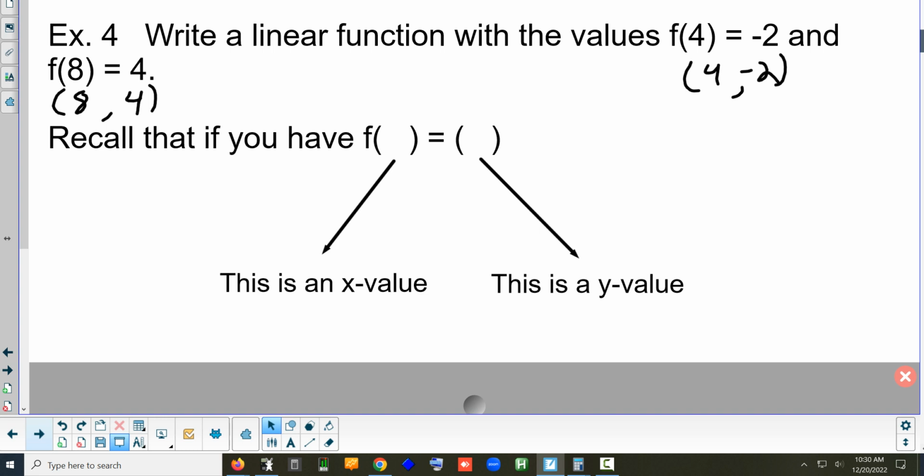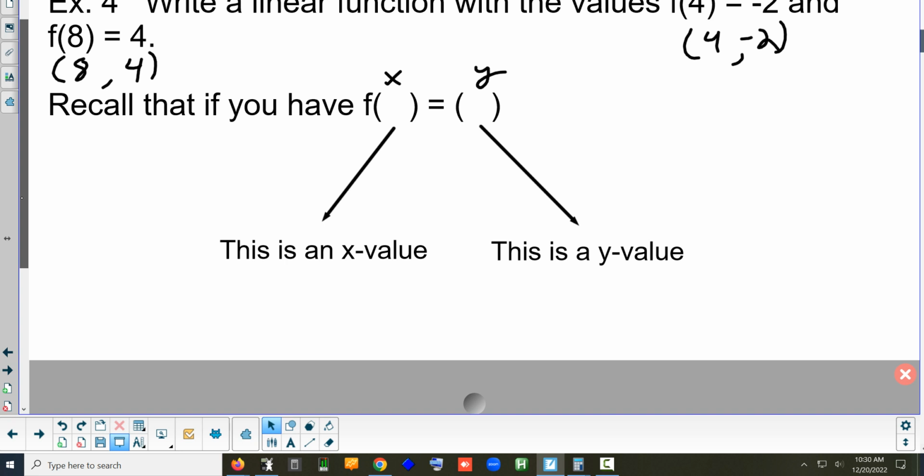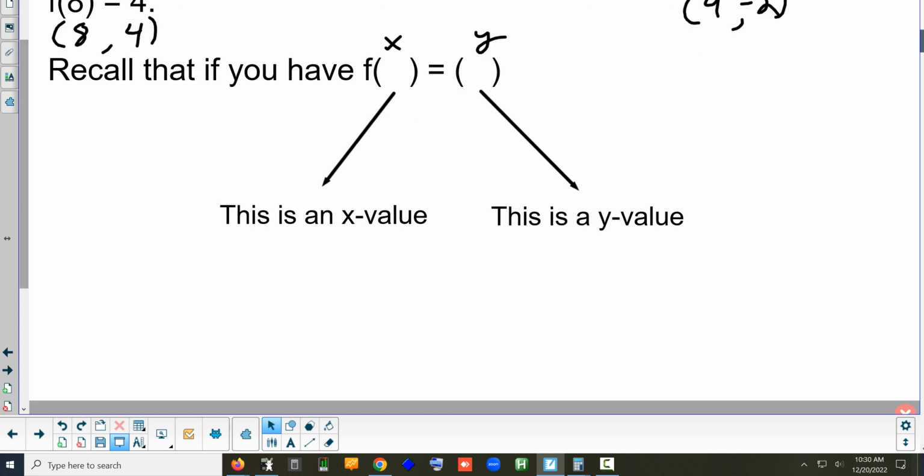All right. You guys already know that. This number is the x, that number is the y. You don't have to write that. We already wrote that yesterday. Most of you did that fine, so don't worry about that. All right, so this is my equation.